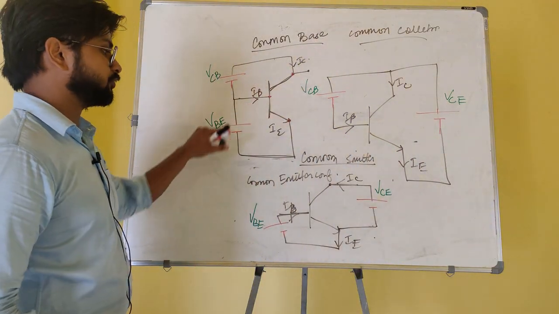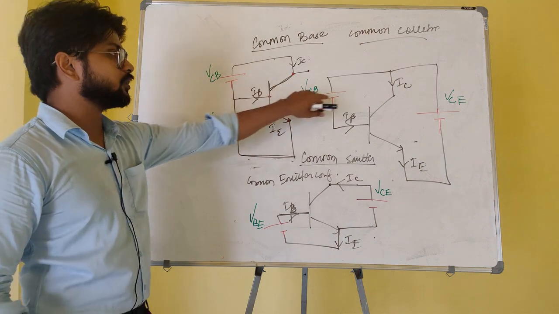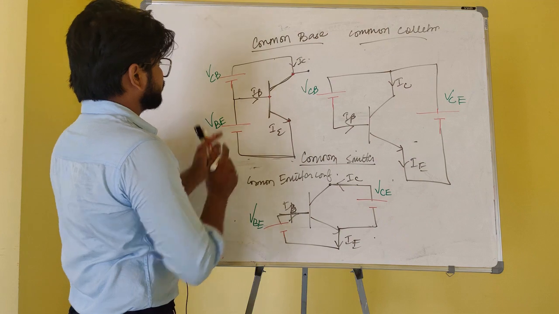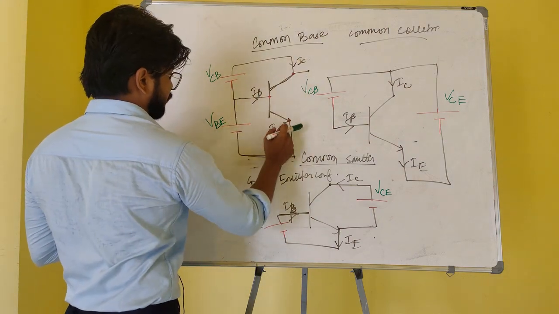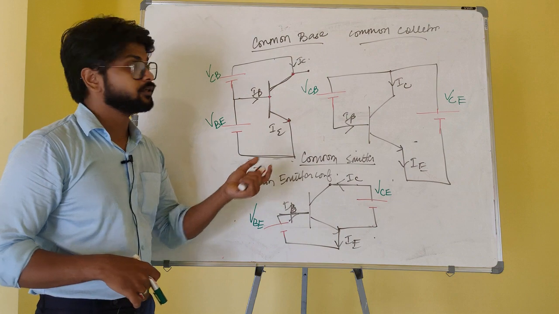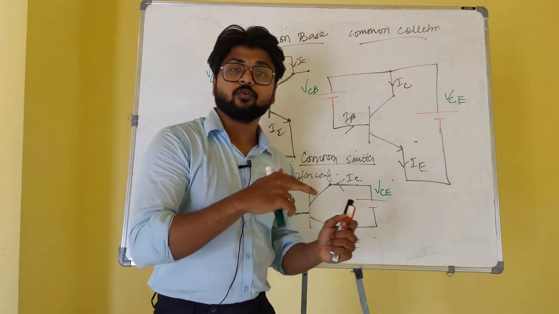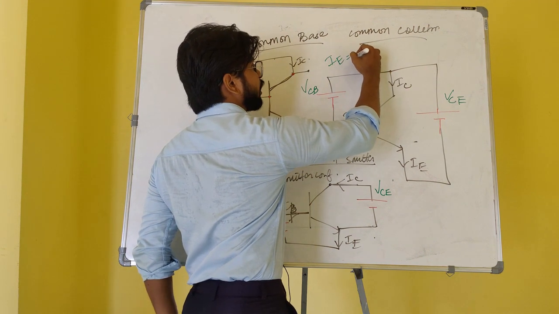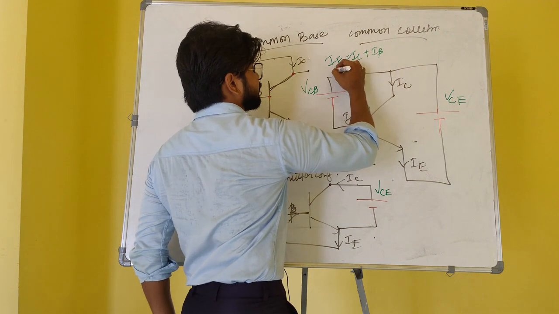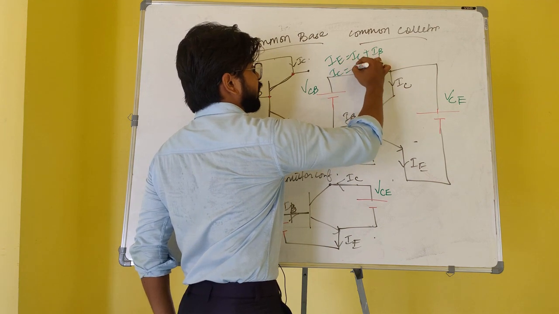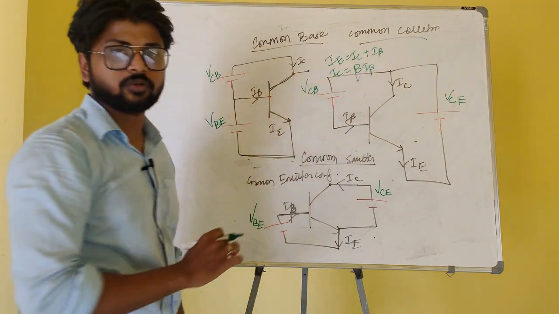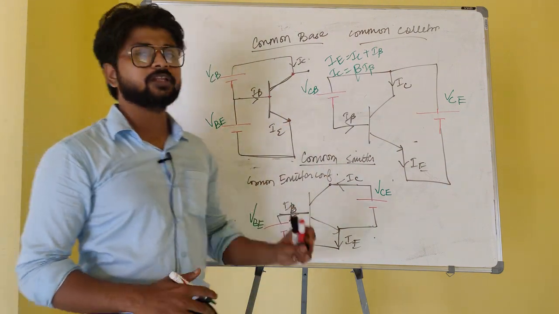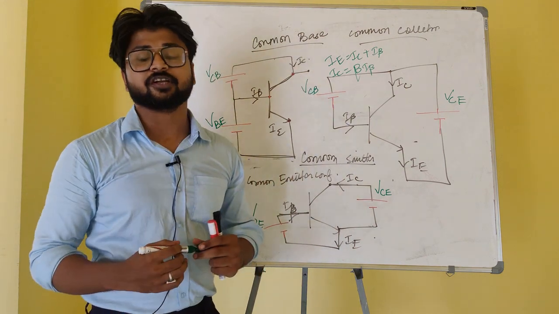So all the voltage sources are connected. Now, from these voltage sources, these currents are driven, which will follow the two formulas we discussed: IE equals IC plus IB and IC equals beta times IB. Using these two formulas and these three configurations, you will be able to solve all kinds of BJT circuit problems.